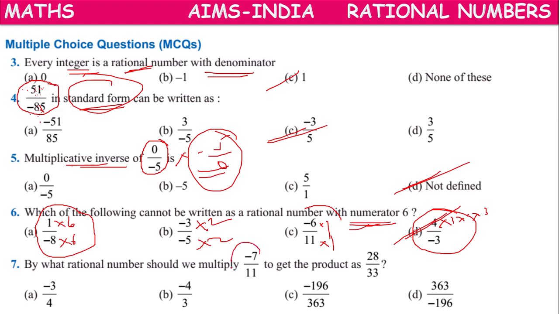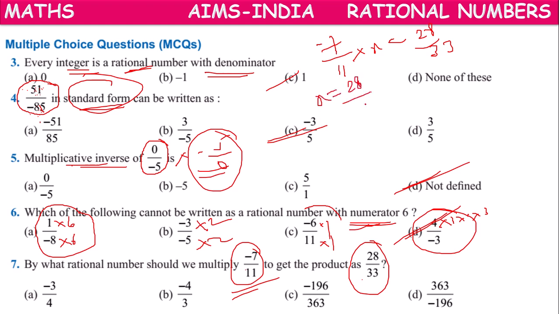By what rational number 7 by 11 is to be multiplied to get the product 28 by 33? We need x. Right hand side we have 28 by 33. This 7 by 11, if it goes to left hand side, it will become reverse. Minus we can keep up. It will become its reciprocal. 7 4 times 33, 28, 11 3 times 33. Minus 4 by 3. B option is the correct answer.